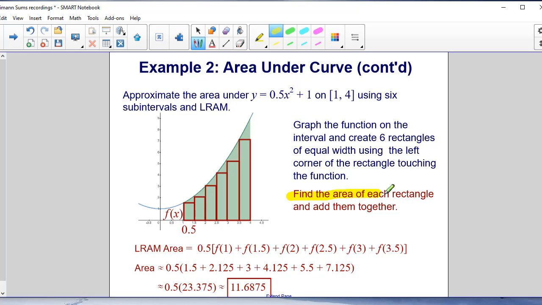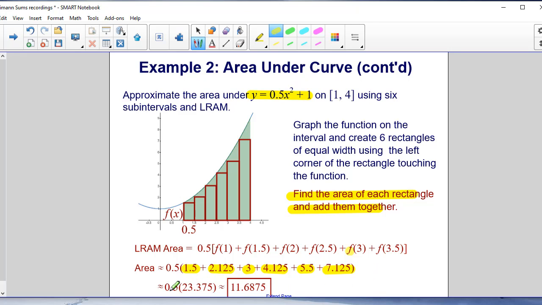Now we're going to find the area of each rectangle and add those areas together. So from before, we knew that 0.5 times the sum f of 1 up to f of 3.5. Using our y is equal to 0.5 x squared plus 1, we're going to calculate concrete values. So f of 1 will be 1.5, f of 1.5 will be 2.125, f of 2 is 3, f of 2.5 is 4.125, I was thinking 4 1/8, f of 3 is 5.5, and f of 3.5 is 7.125.